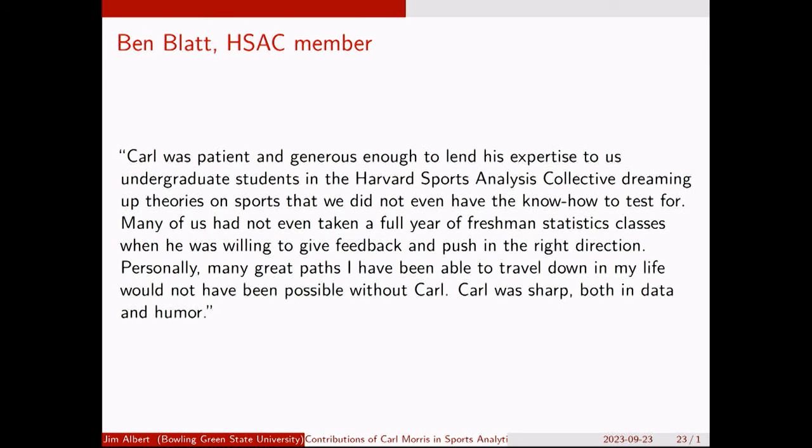Ben Blatt says, "Carl was patient and generous enough to lend his expertise to us undergraduate students." One thing that's interesting is that when Ben learned about Carl, he had practically no background in statistics. But that didn't matter. Carl was happy to work with them, and so they started learning statistics through sports problems. And I mentioned Carl was sharp both in data and humor.